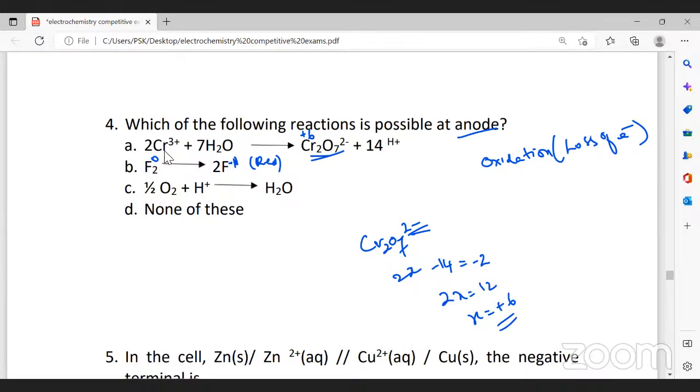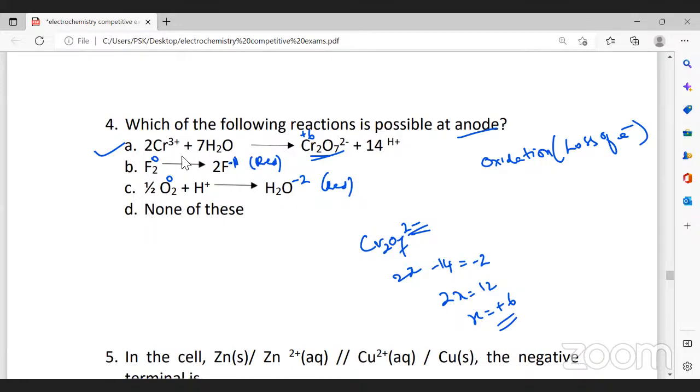Here the chromium oxidation state is +3, and here it is +6. Increase in charge is called oxidation, and it is because of the loss of electrons. So this Cr3+ will lose 3 electrons and you get Cr6+. So this will take place at the anode. The other is reduction. Here also the charge on oxygen goes from 0 to -2, so this also is reduction. So at the anode, only oxidation takes place. Therefore, the answer for this question is option A.